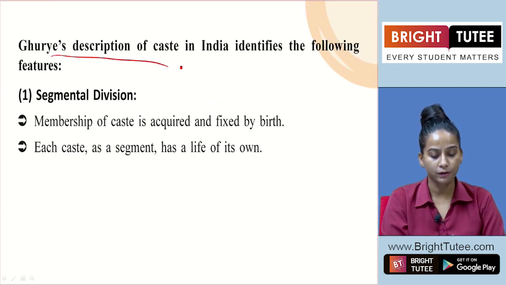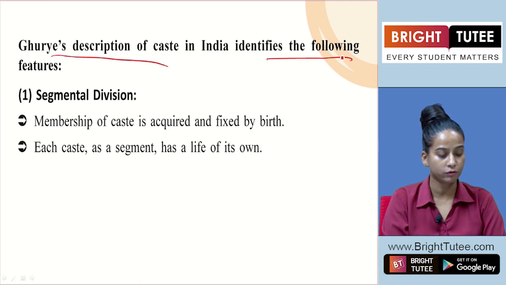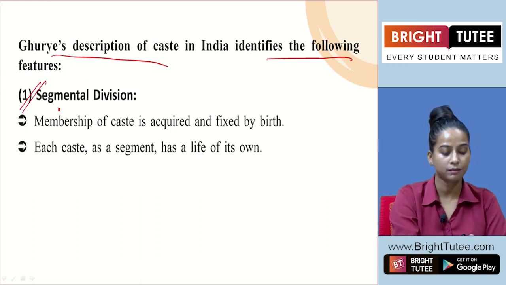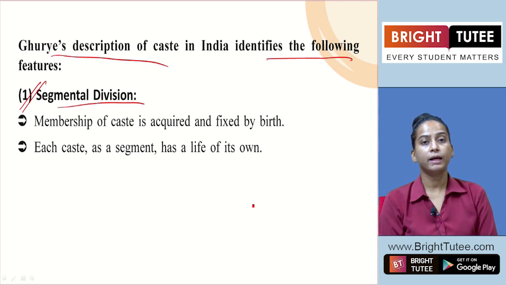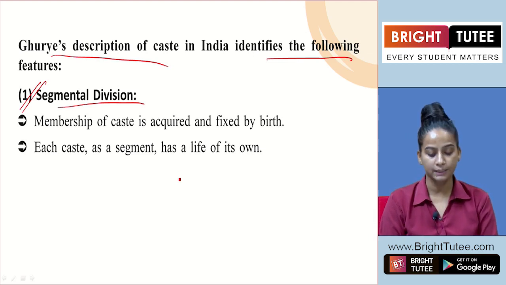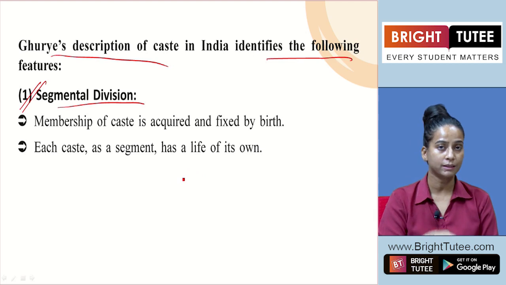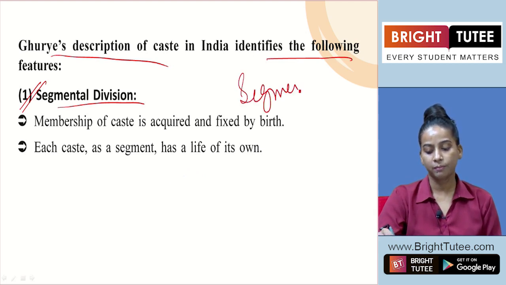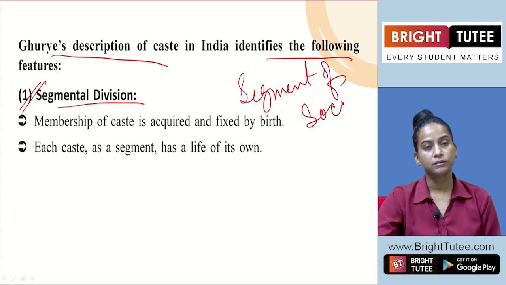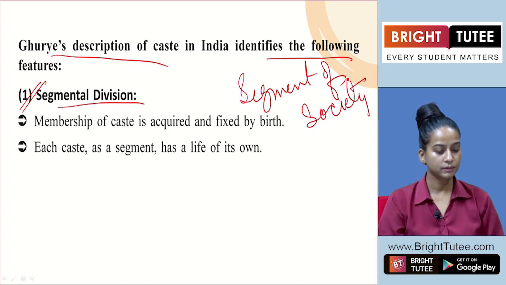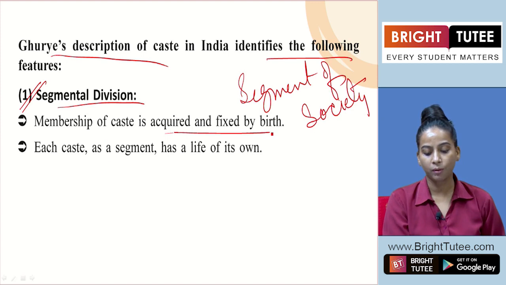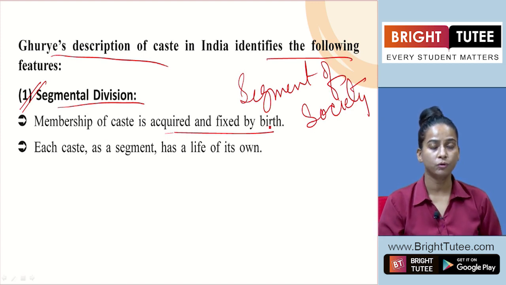Ghurye's description of caste in India identified the following features. The first one is the segmental division, where according to him castes are segments of society, and he defined caste as a segment of any society. Membership of caste is acquired and fixed by birth. During his research, he found that caste is acquired and fixed by birth, which cannot be changed.